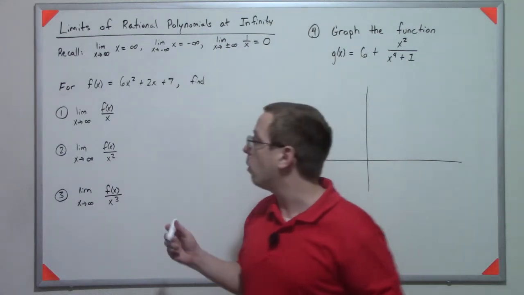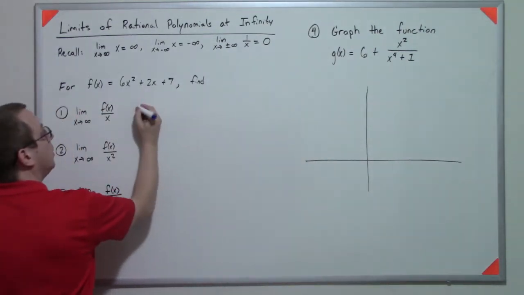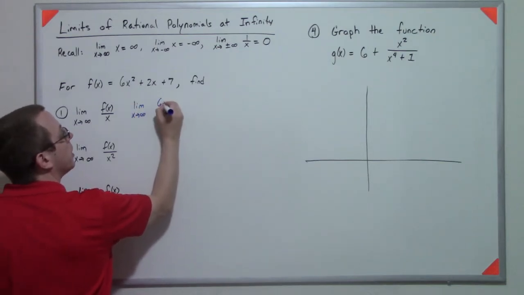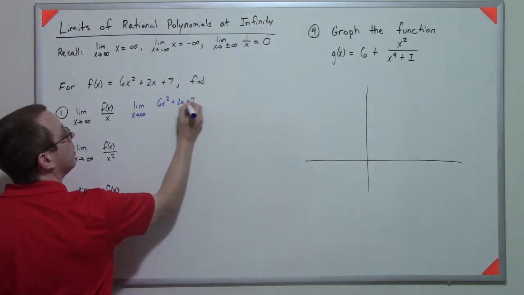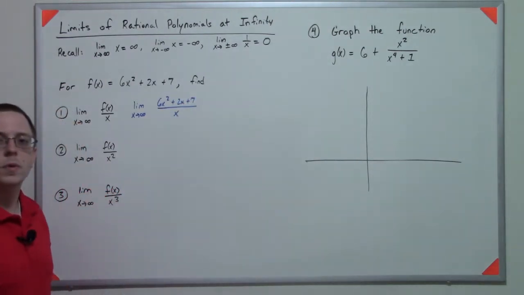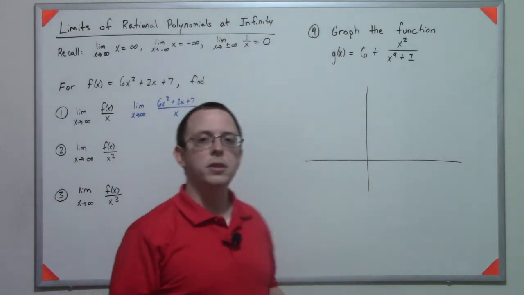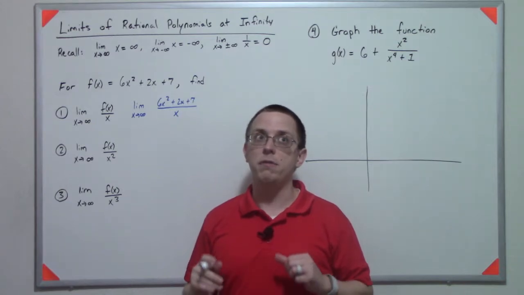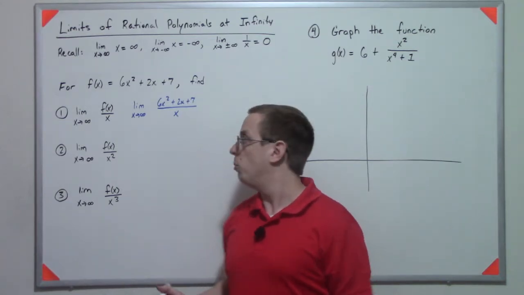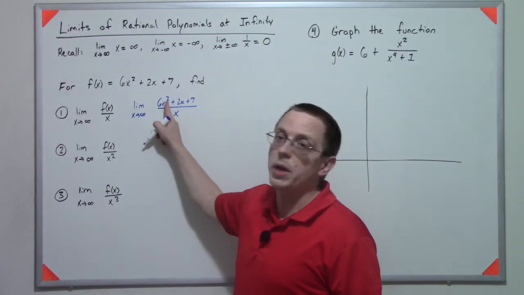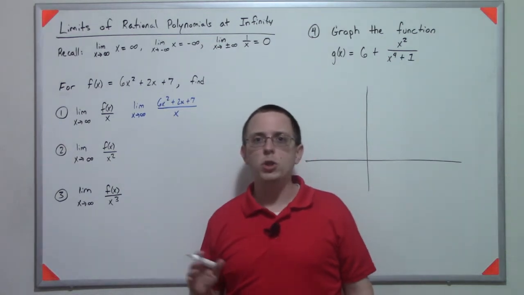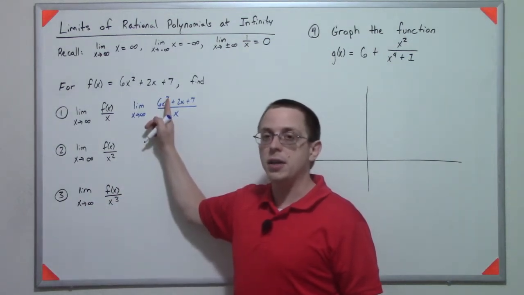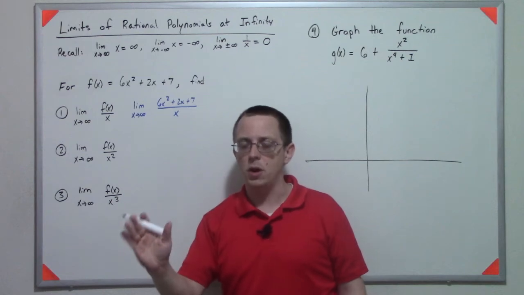So what we're really looking for is the limit as x goes to infinity of 6x squared plus 2x plus 7 over x. So in this case, what you typically want to do is find the largest degree of polynomial. In this particular case, the largest degree is 2. And then you want to factor out that largest degree, so in this case, x squared. You want to factor out x squared from every term.